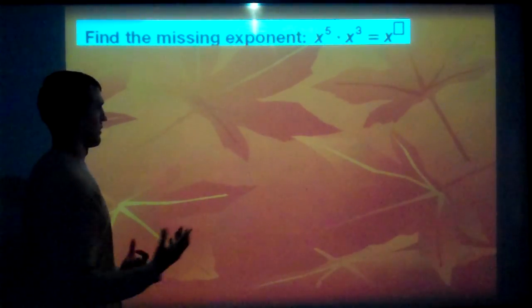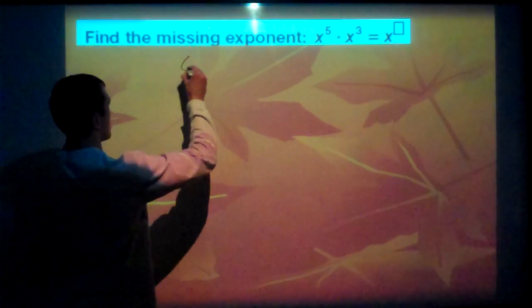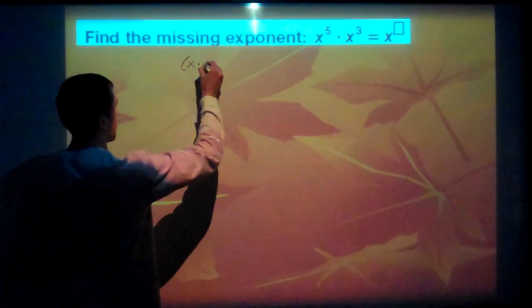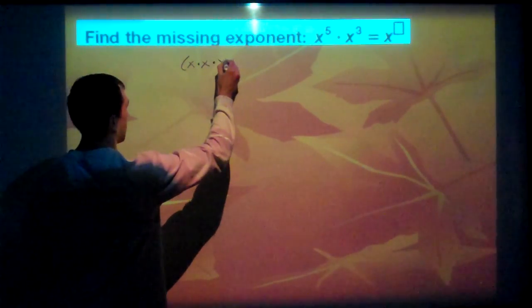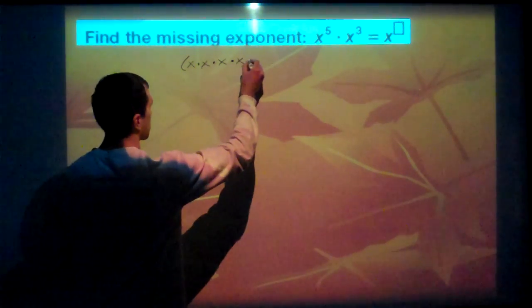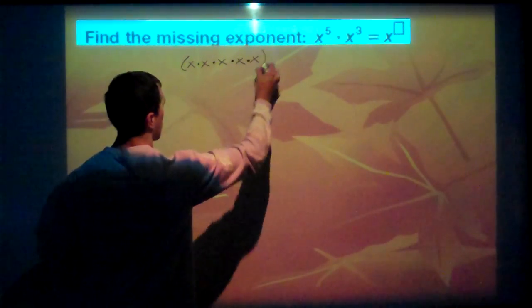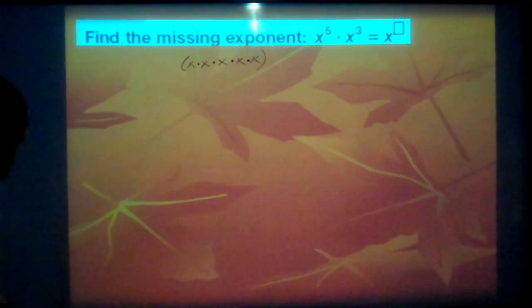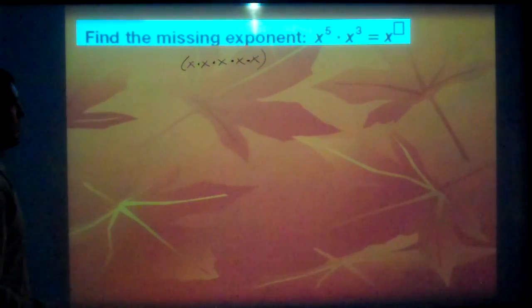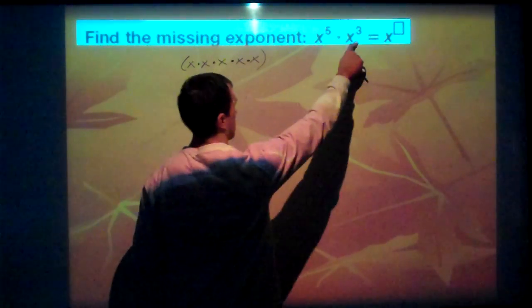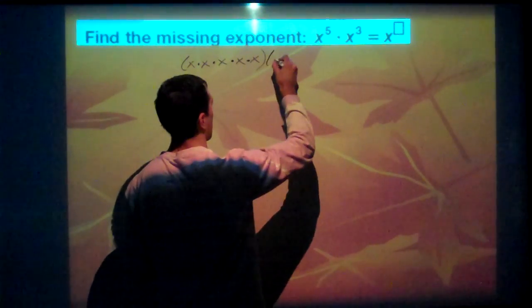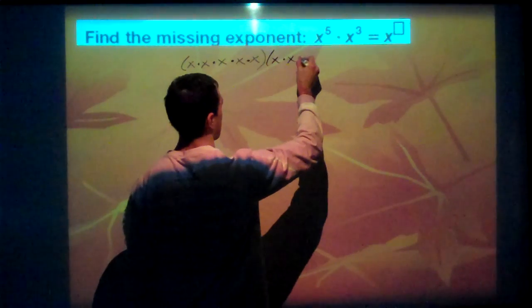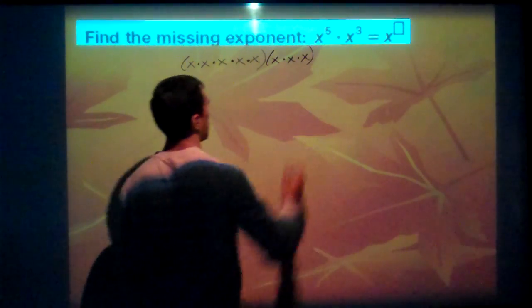Well, we know that x to the 5th is x times x times x times x times x, multiplying x together 5 times. And we're also multiplying it times an x to the 3rd: x times x times x.